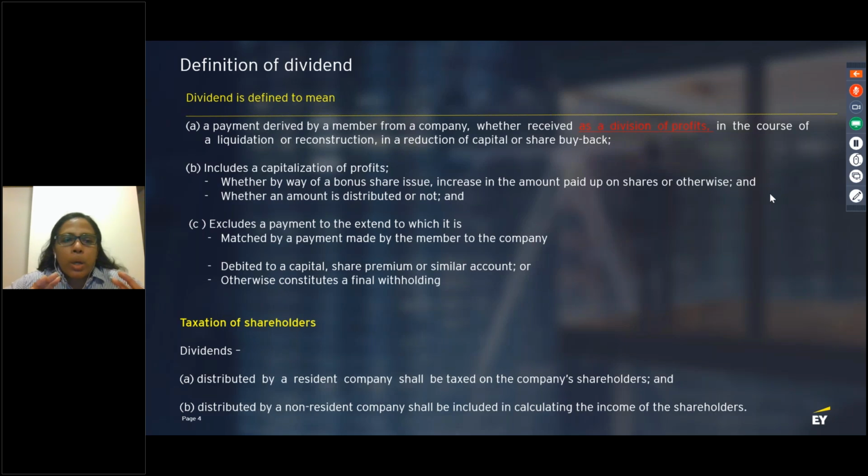Also, the taxing of dividends changed effective from January 1st because of the abolishment of withholding tax. If a dividend is distributed by a resident company, it will be taxed at the shareholder level, not when they are distributing. If it is distributed by a non-resident company, it will be included in calculating the income of the shareholders. Once we go into detail, we will explain how the taxation of shareholders occurs when dividends are distributed in various forms. That's just a basic introduction to the definition.